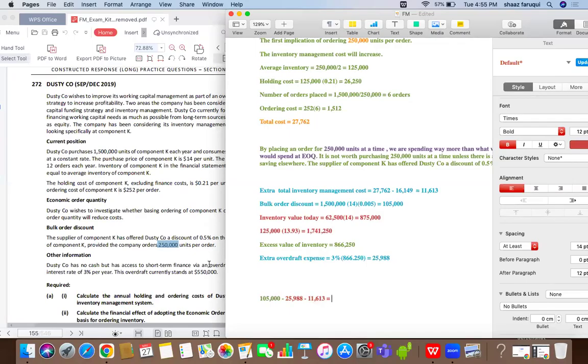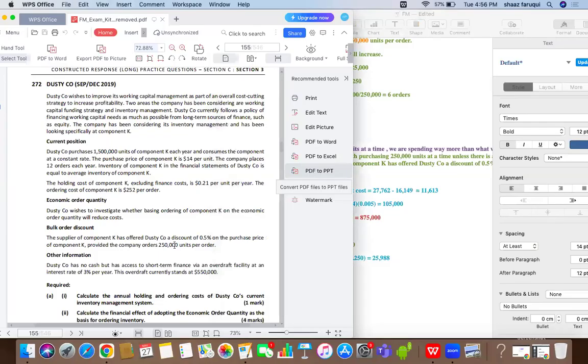Why? Because there is a net saving of 1,05,000 minus 25,988 minus 11,613. There is still a very good net saving of 67,399. Therefore, it is worth going ahead and placing the order for 250,000 units.